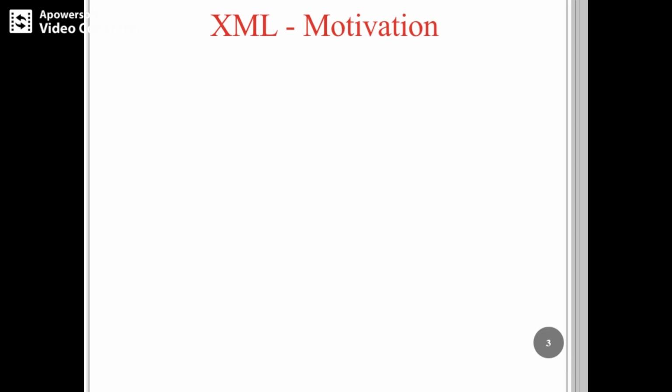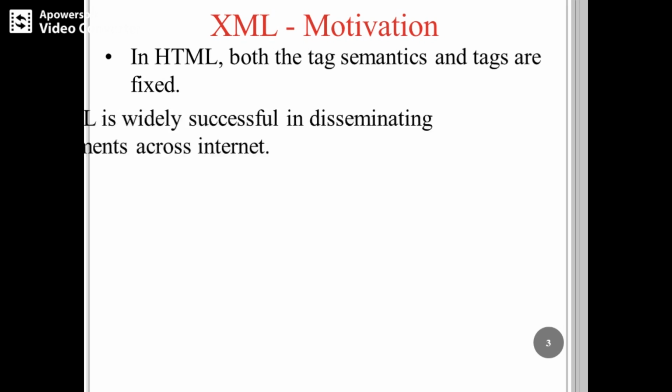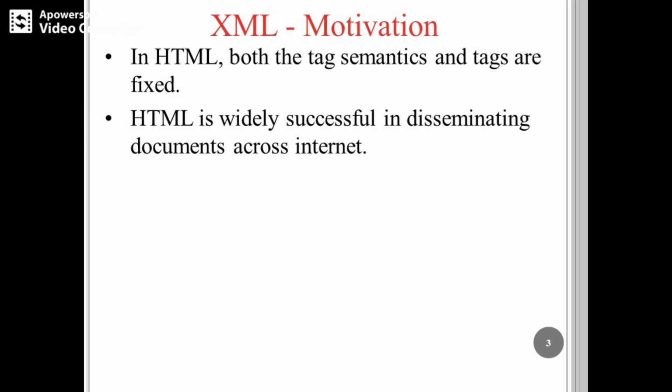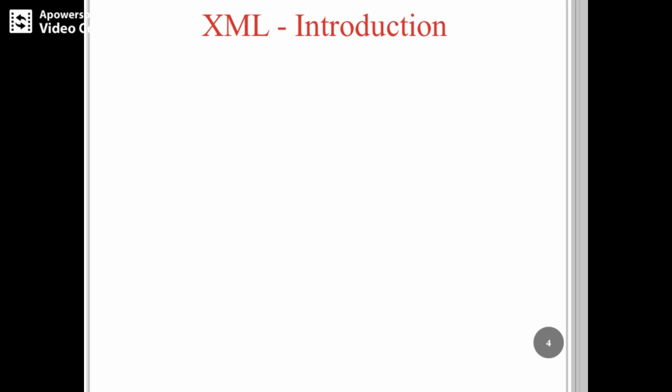Next, let's look at the motivation behind XML. In HTML, both the tags and their semantics are fixed. HTML is widely successful in disseminating documents across the net. Though documents can be disseminated, it is very difficult to extract the meaning in the case of HTML. So this led to the development of XML.